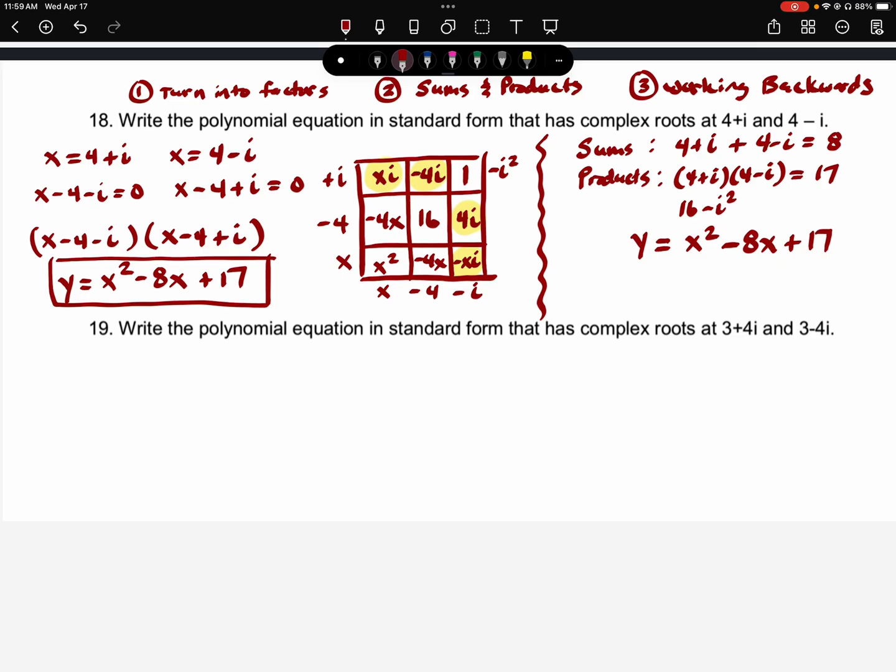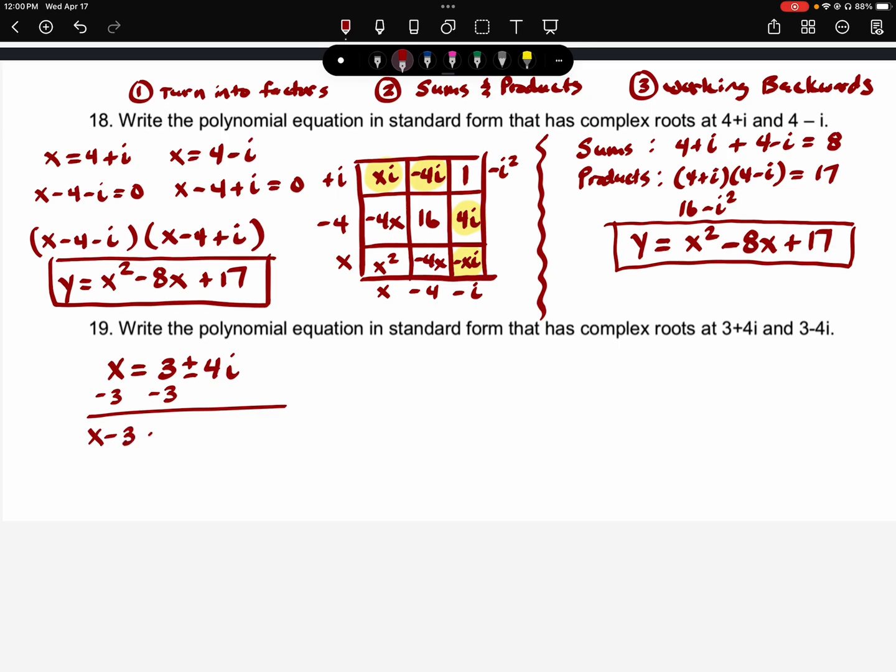So 19 says, write the polynomial equation in standard form that has complex roots at 3 plus 4i and 3 minus 4i. All right, so to do that third method here, right now I know that x equals 3 plus or minus 4i, right? If I wanted to write it as one statement. So remember, this is the working backwards method. I'm going to go ahead and move the real number over here with the x. So I have x minus 3 is equal to positive or negative 4i. And then remember, the best way to get rid of an i is to square. So I'm going to square both sides.